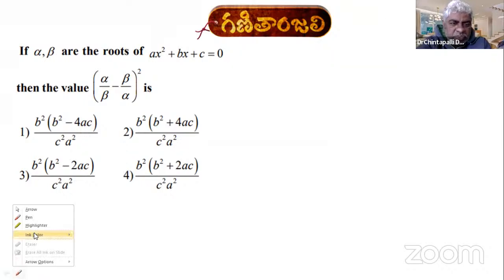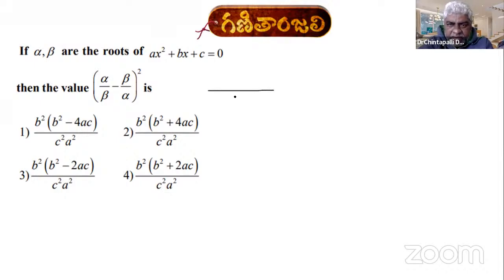See, now the question is, what is alpha by beta, alpha over beta minus beta over alpha whole square? Now let us simplify this. What is the LCM in the bracket? Alpha beta. Now, when we do cross multiplication, you know this? Alpha square minus beta square, and a whole square is there. Don't forget to see that point, okay?